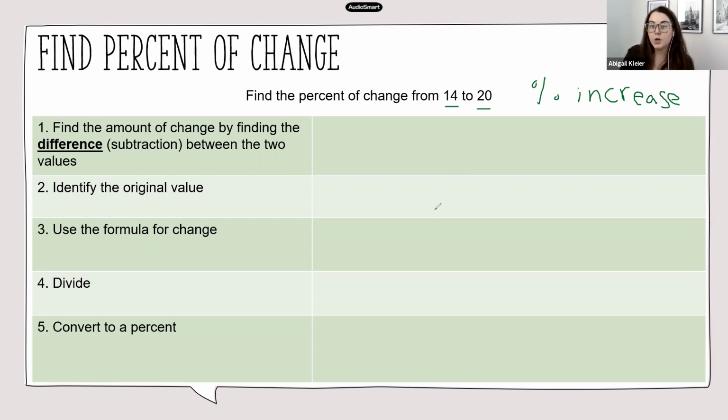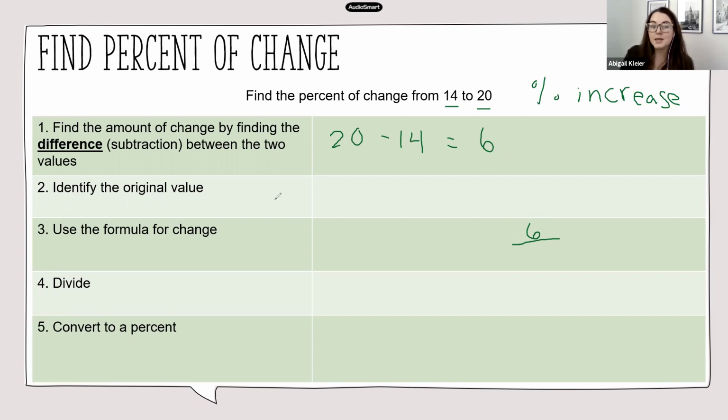All right, so now that we know that we're finding percent increase, let's go through the steps to actually solve. First step is find the amount of change by finding the difference between two values. Now, when we think of the word difference, we know that that operation is subtraction. So we're going to subtract these two numbers. 20 minus 14 equals 6. And I'm going to go ahead and put 6 down here in step 3. 6, our difference, is actually going to be the numerator of our fraction. So I'm going to go ahead and pull it down there.